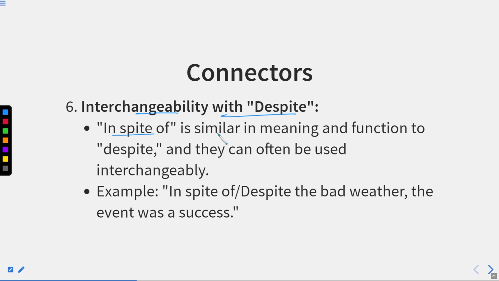Interchangeability with despite. In spite of is similar in meaning and function to despite, so they can often be used interchangeably. It means they are both substitutes of each other. Example: in spite of or despite the bad weather, the event was a success. So we can use either of the two, but remember, after in spite we use the preposition of, but after despite we cannot use the preposition of. If it is written there, it means it is a grammatical error.